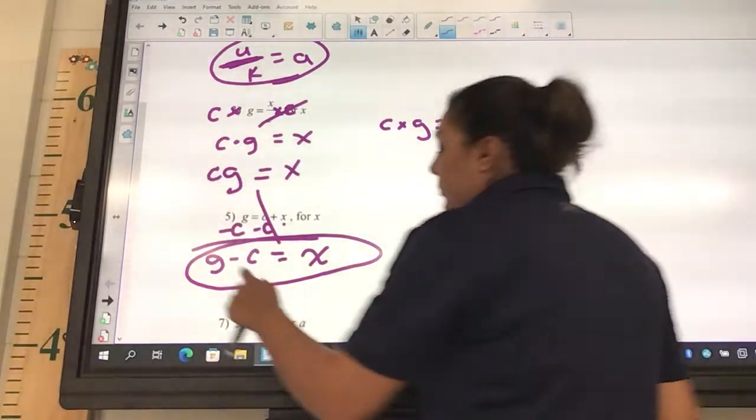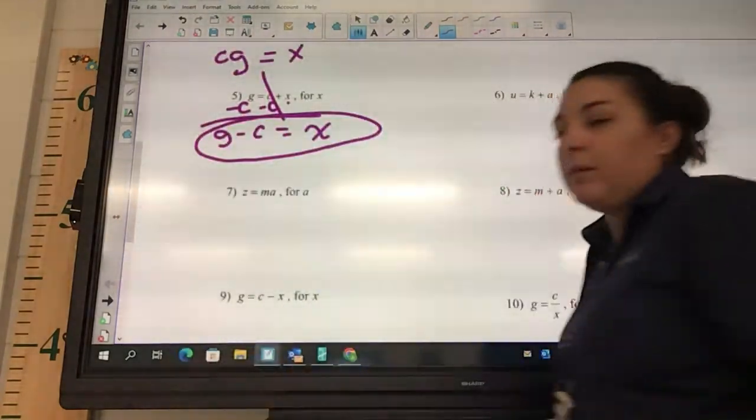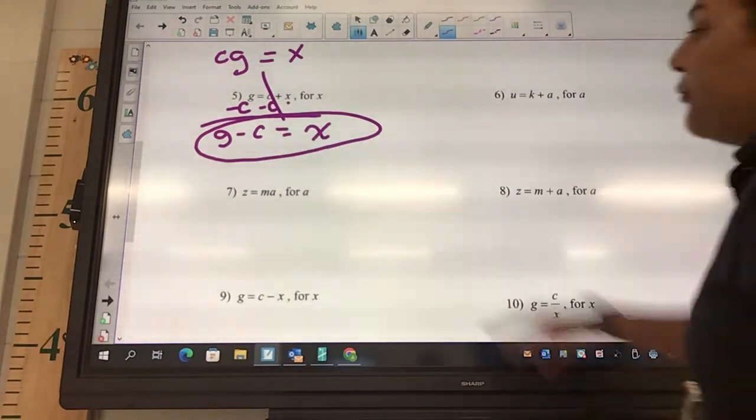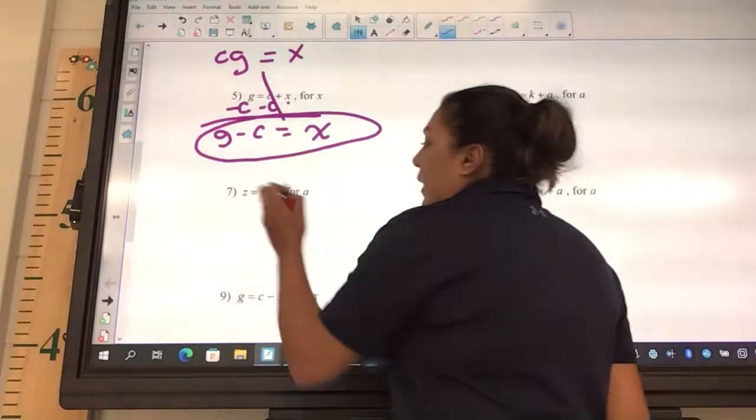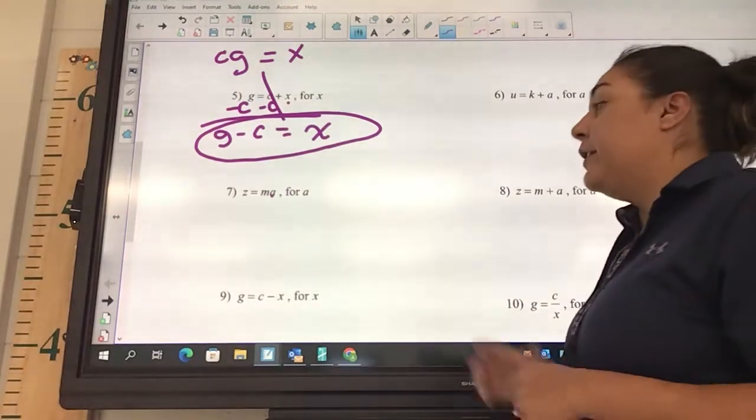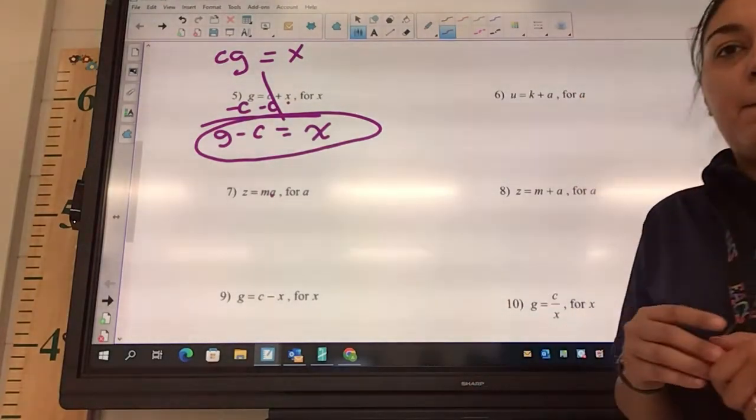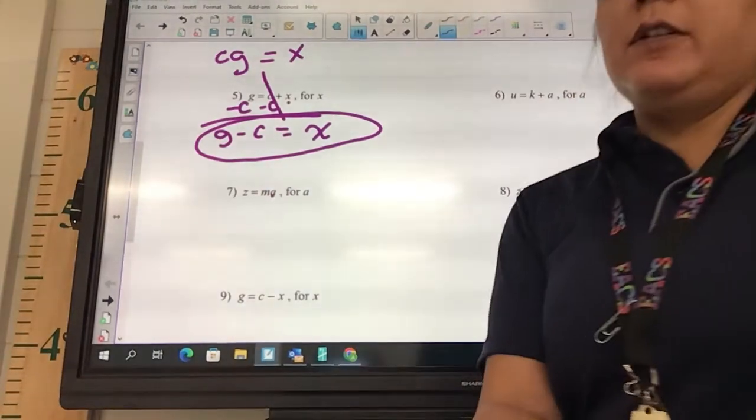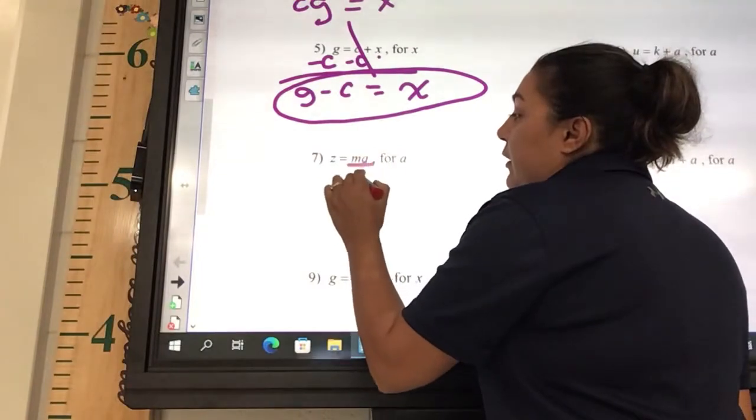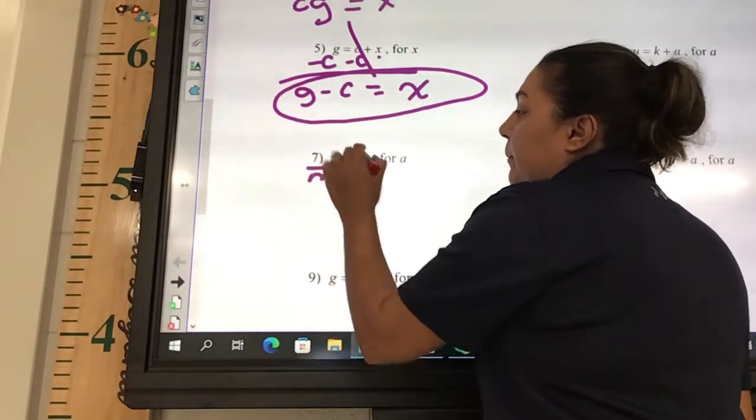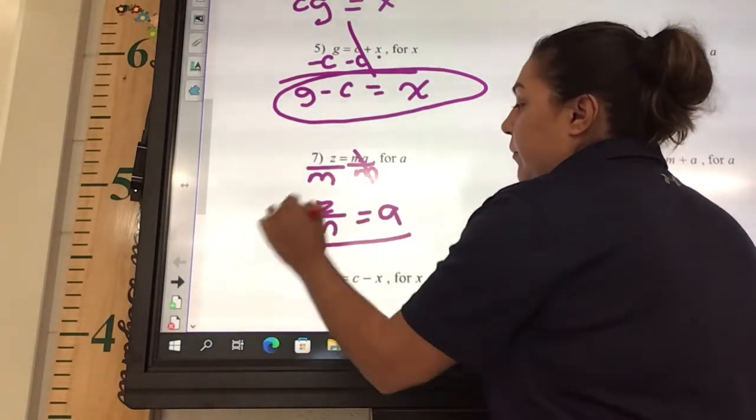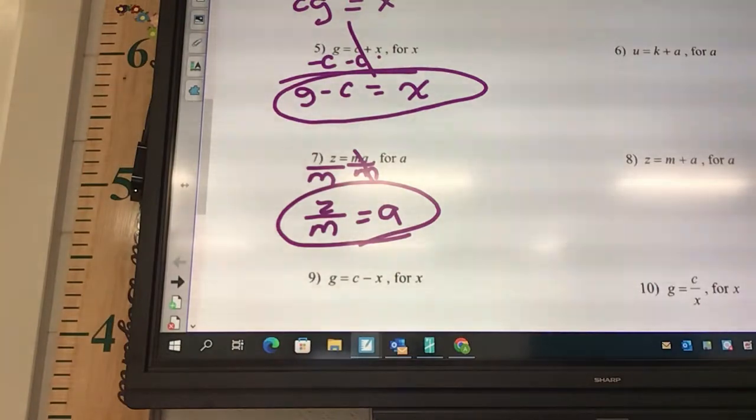Okay, number 7. What are we solving for? Take a second and think. Well, it says for A, so right here's our A. Anything on the A side needs moved. I need to move the M. How do I move it? If these are right next to each other, what does that mean? That means times, so we're going to need to divide both sides by M. On this side, I'm going to have Z over M equals A. That's a Z, not a 2, sorry.